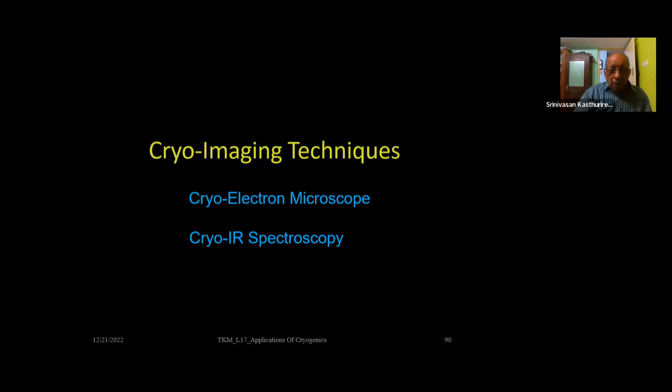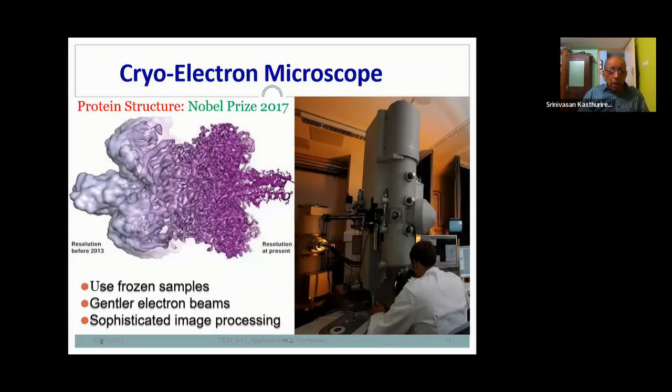Now coming to imaging techniques, you have two things. One is the electron microscopes and then the IR spectroscopy. The protein structure with the very, very precise geometrical shapes have been identified, and this won a Nobel Prize in 2017.